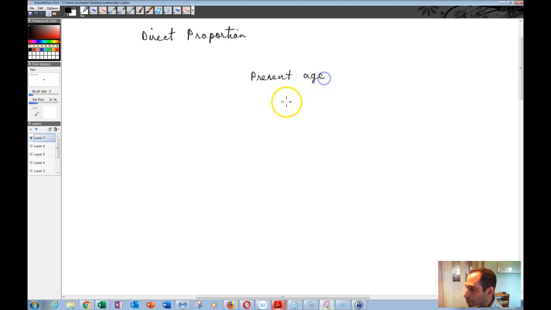Okay, so now as opposed to the idea of direct proportion, where two variables are changing together proportionally, you can see all kinds of phenomena around you that are not proportional. For example, let's say my present age is 40 years old, right? I'm 40 years old right now.